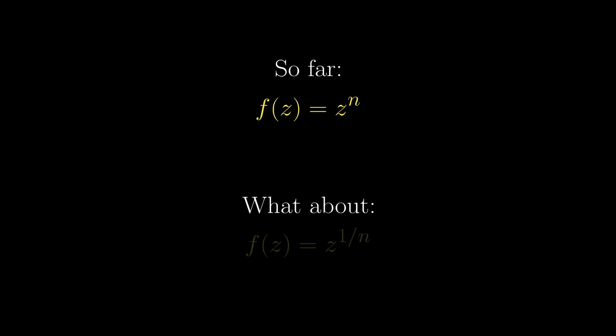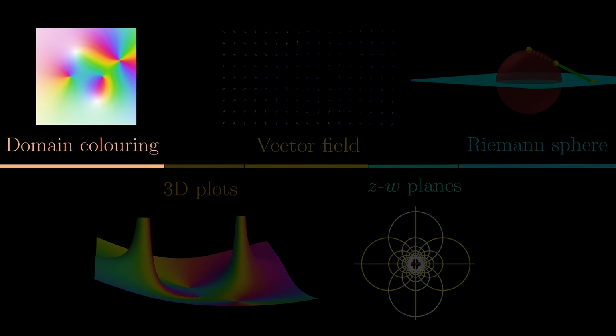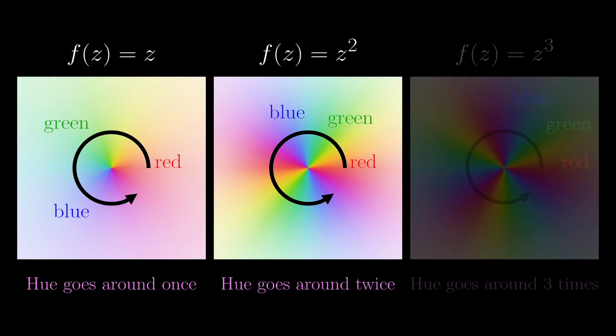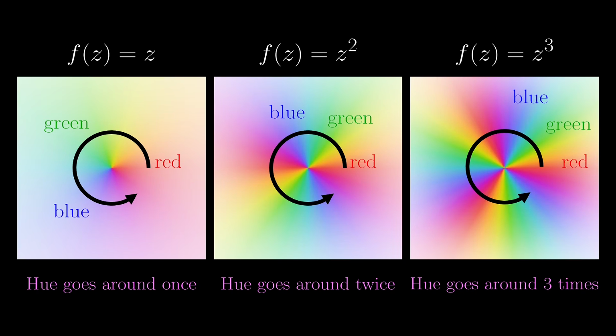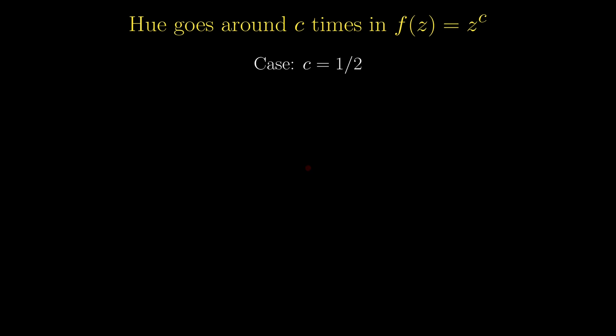So far, we have dealt with functions where the power is an integer, but what about nth roots? Things are quite different. But first, we revisit domain coloring plots a few minutes ago. The hue goes around the origin n times for z to the n, so a natural generalization would be that it goes around c times in z to the c as long as c is real, whether it is an integer or not.